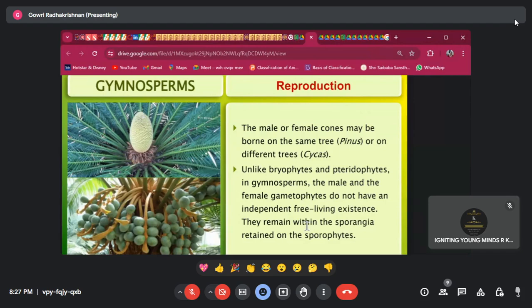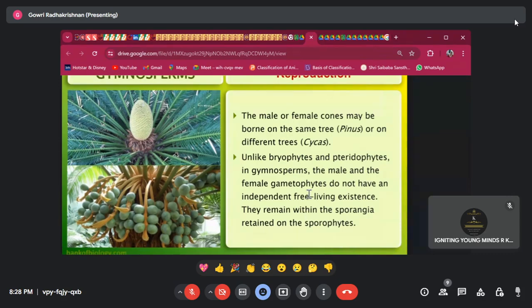The male or female cones may be borne on the same tree or on different trees. I mean, both can be on the same tree or on different trees, depending on which tree it is. Pinus has both cones on the same tree, but Cycas has only one type of cone on a tree. It can be either of the two. Unlike bryophytes and pteridophytes, in gymnosperms the male and the female gametophytes do not have an independent free living existence. They remain within the sporangia retained on the sporophytes.